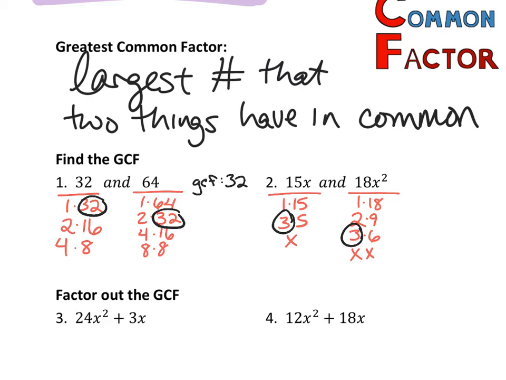How many x's do they have in common? They have 1 in common. So what do you guys think the GCF is going to be here? 3x. That is correct. 3x is the GCF. That's the number that they have in common.